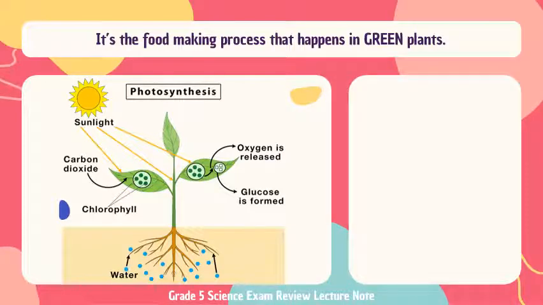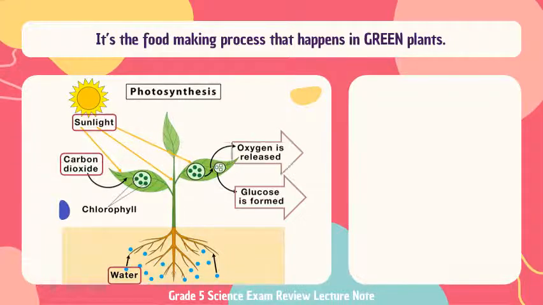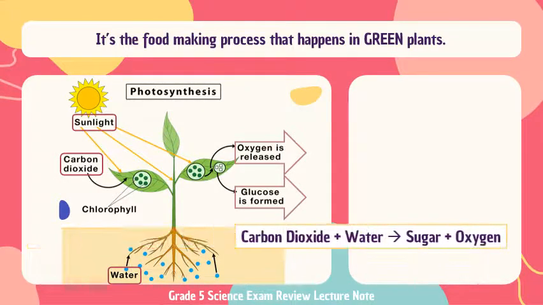For the food making process, plants use three different things. They use the carbon dioxide that they took in through the stomata. They use the water that they absorbed by their roots. And they use the sunlight energy to combine carbon dioxide and water and form glucose, which is their food, and release oxygen. This process is called photosynthesis.